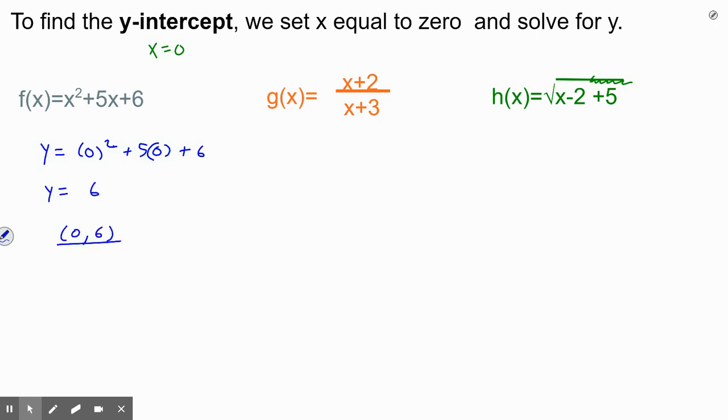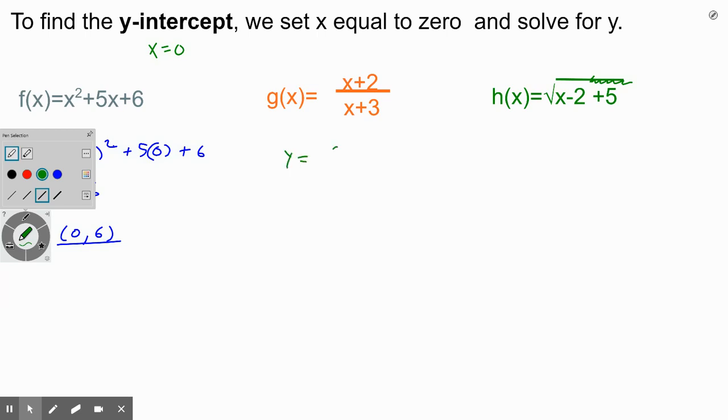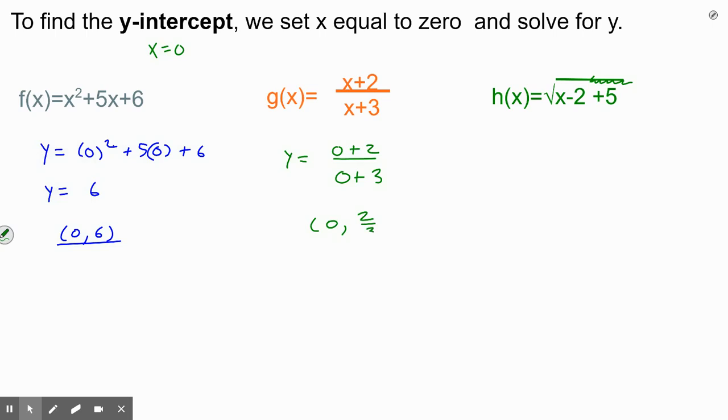So there's our y-intercept. Same thing for here. Let's change colors. So we're going to replace the x. So we'll have y equals (0 plus 2) over (0 plus 3). So we get the point (0, 2/3). Okay, those just cancel out. We get 2/3. There's our y-intercept.